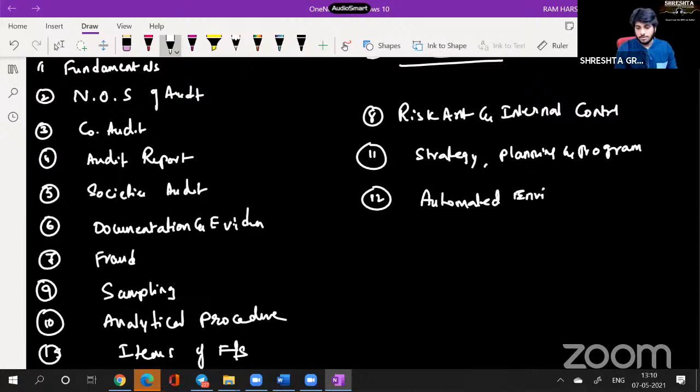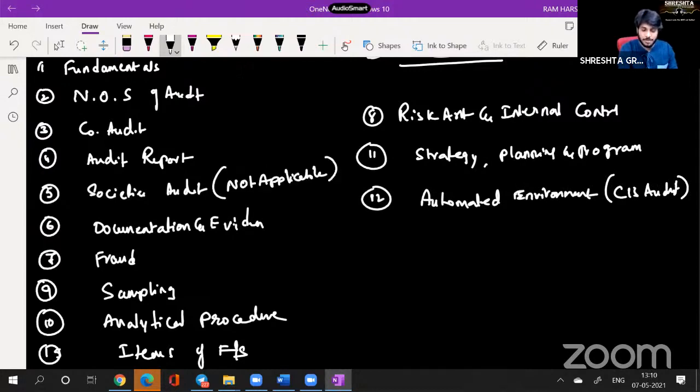Dear old syllabus student, you don't worry. I'm going to give you an alternative thing. For old syllabus, it is CIS audit. For old scheme, this chapter, societies audit is not applicable, but the remaining rest is exactly the same. Your old syllabus is not different. So audit in automated environment.